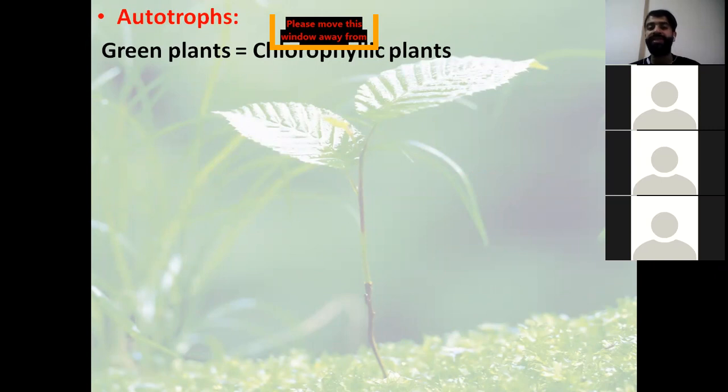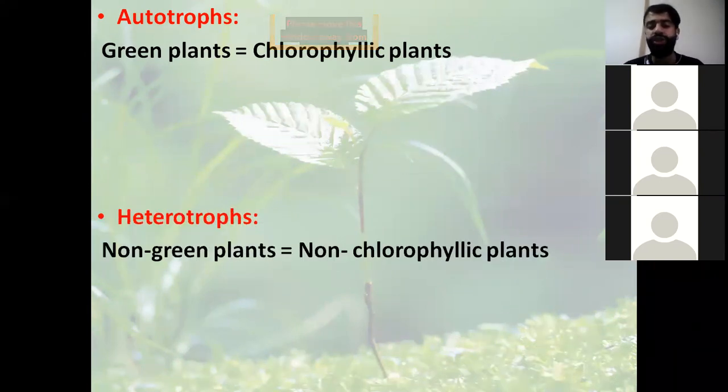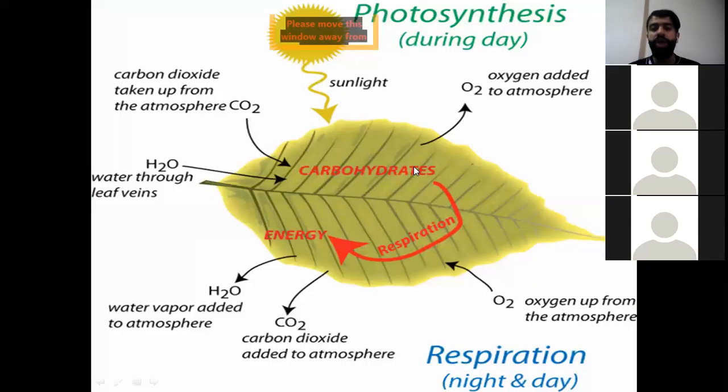Autotrophs. From now on, whenever I say autotroph, this means that I'm talking about green plants, chlorophyll plants. However, whenever we talk about heterotrophs, I'm talking about non-green plants, the non-chlorophyll plants. So this is the process of transpiration, and respiration and photosynthesis. Photosynthesis, we said, occurs only during the day. Why? Because it needs the energy from the sunlight.